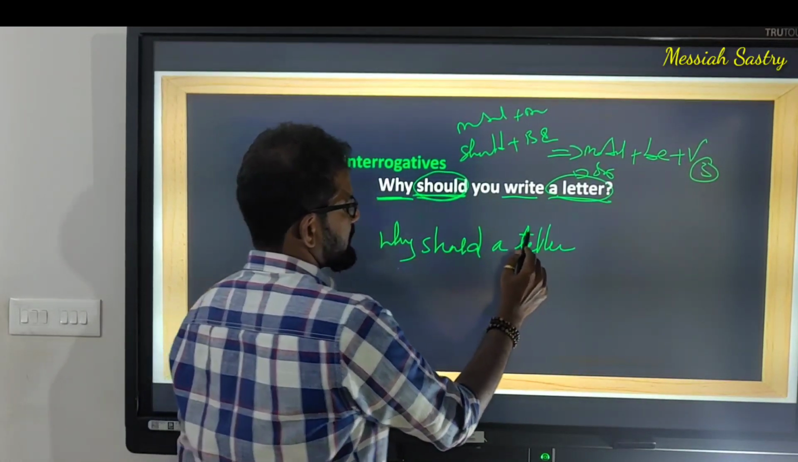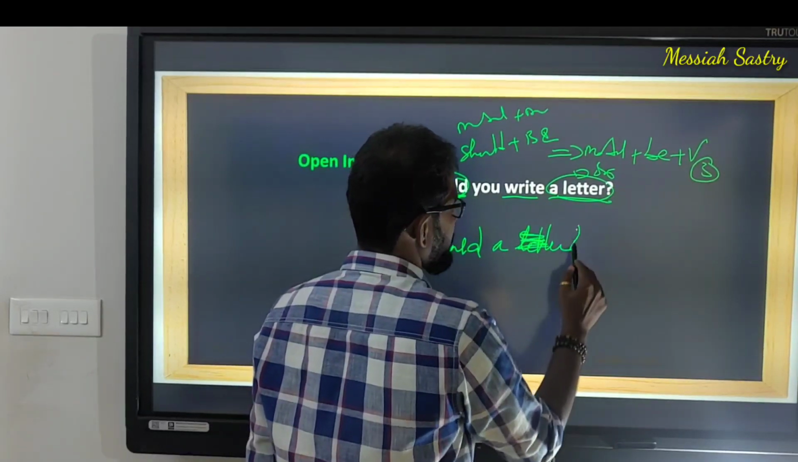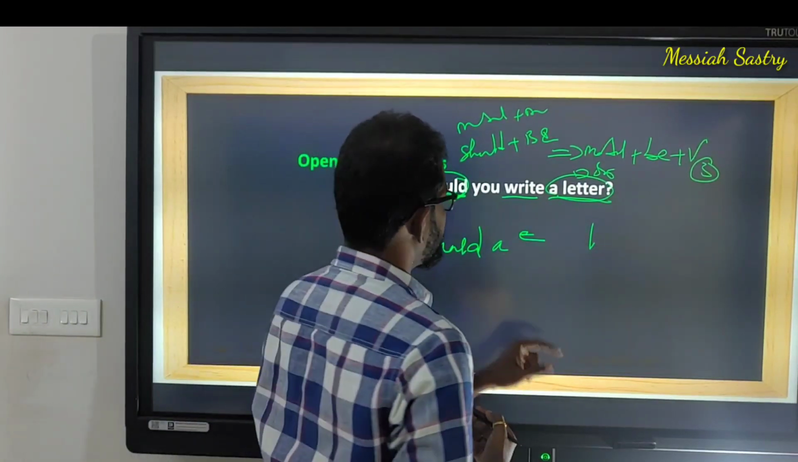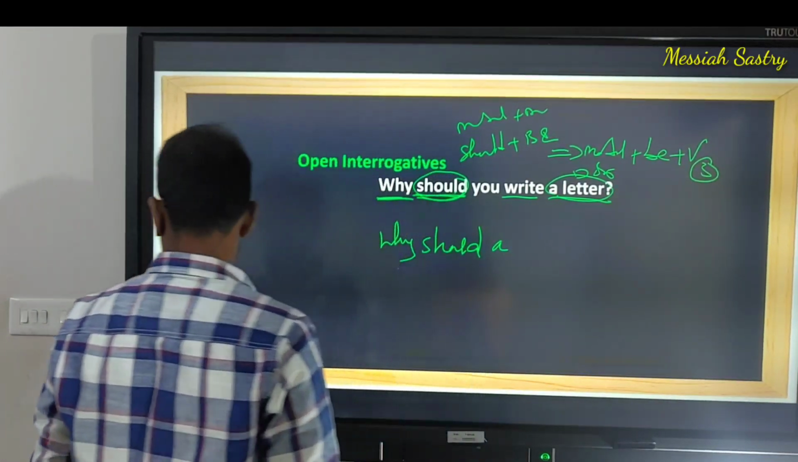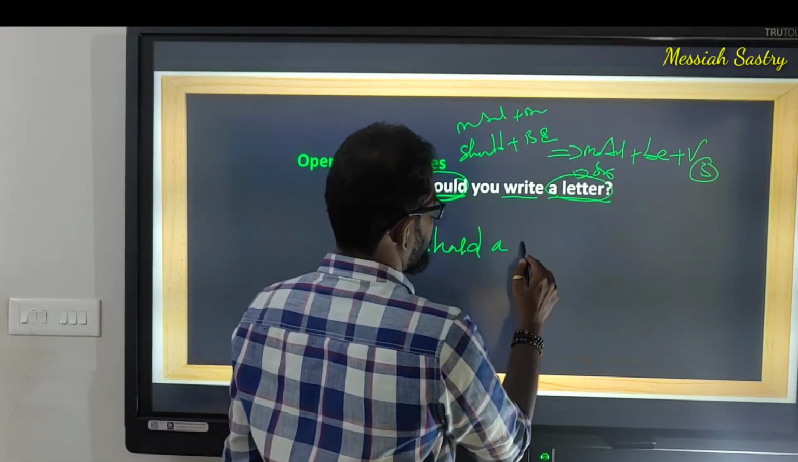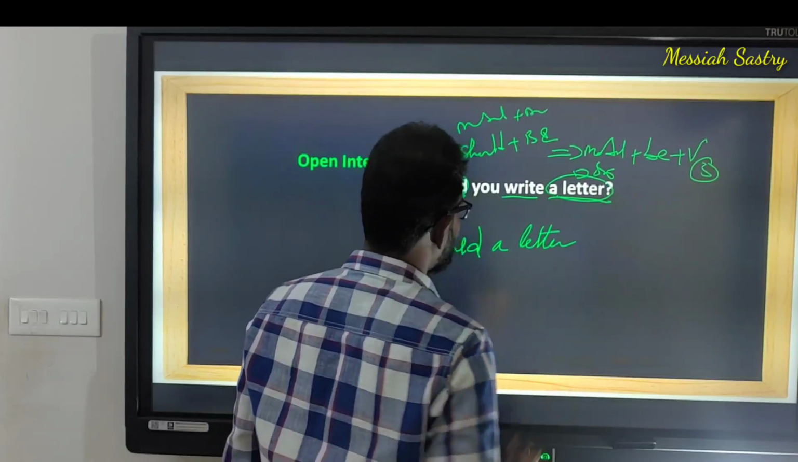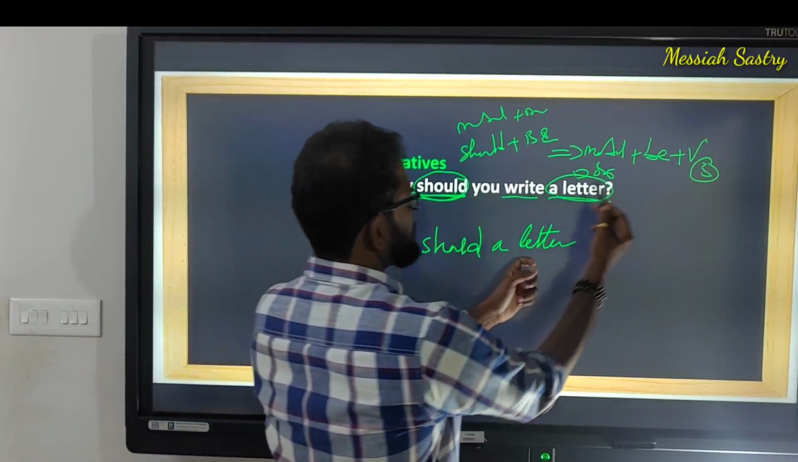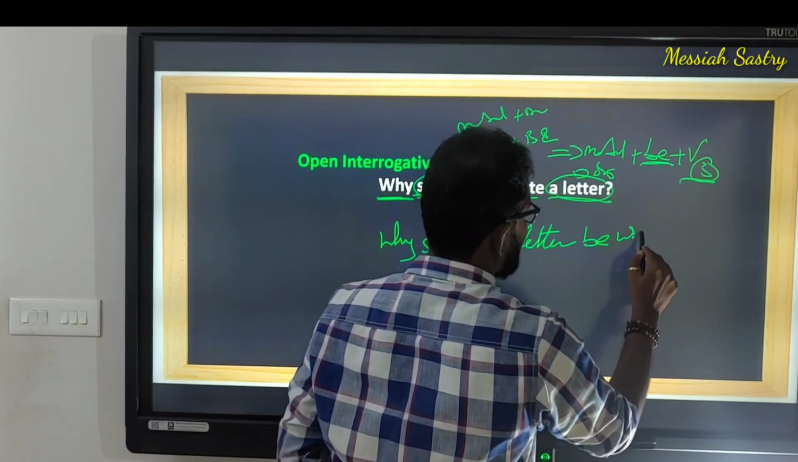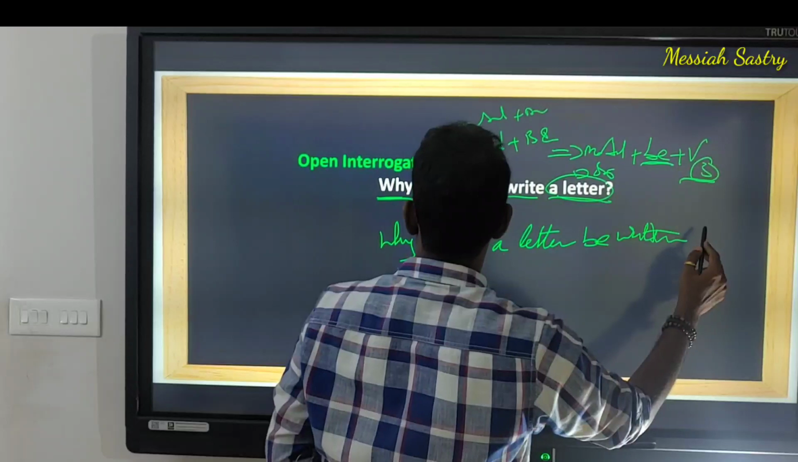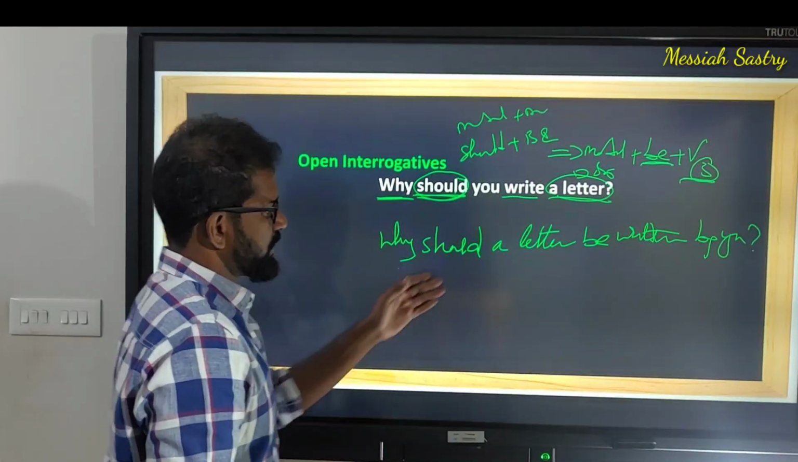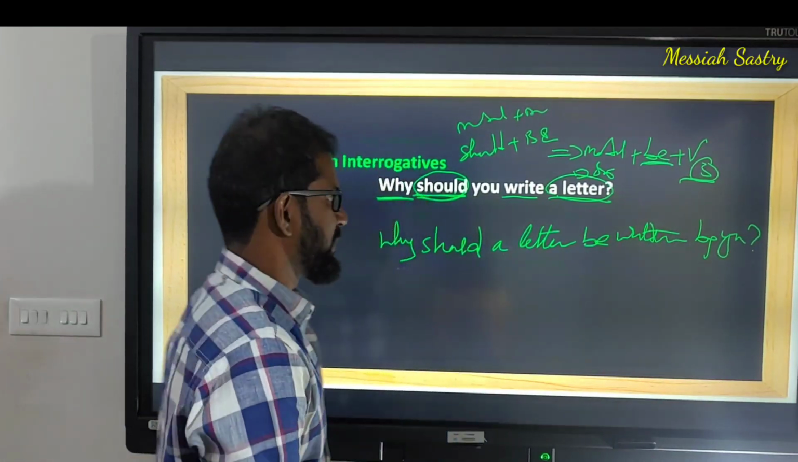Why should a letter? Now the main verb, be V3, written by you? Question mark. Why should a letter be written by you? This is the passive form.